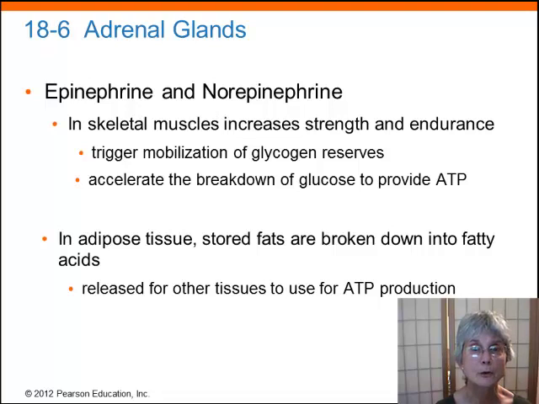So epinephrine and norepinephrine are going to, remember, augment and prolong your fight or flight response. They're going to make glucose more available for your skeletal muscles. They're going to make, therefore, energy more available for your skeletal muscles. In your adipose tissue, they're going to cause the breakdown of fat reserves. That's going to release fatty acids into the blood to fuel a lot of your other cells so that the glucose is available for your brain and your skeletal muscles. So it's definitely part of your fight or flight response.